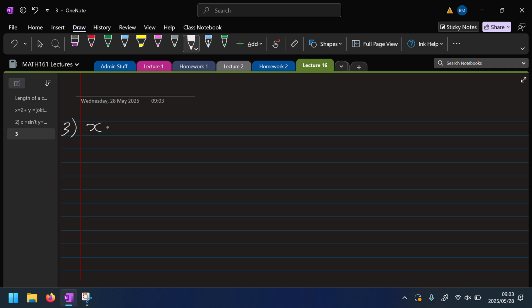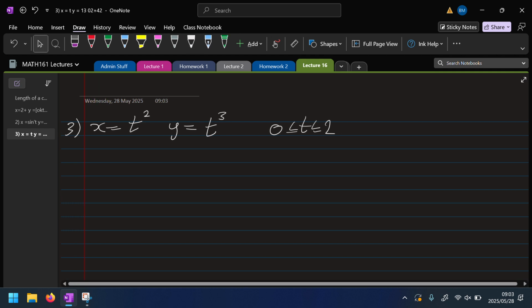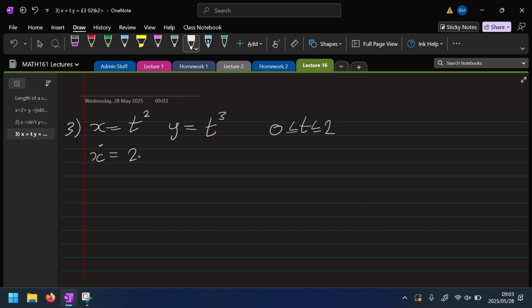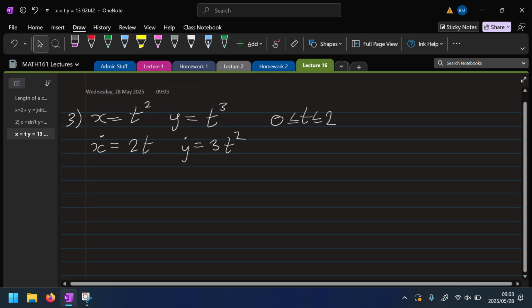Here we have x is equal to t squared and y is equal to t cubed. We want to go from 0 to 2, so starting from 0, ending at 2. Same steps as before. We need x dot and y dot, so we take the derivative. So x dot is going to be 2t, and y dot is going to be 3t squared. Pretty easy.